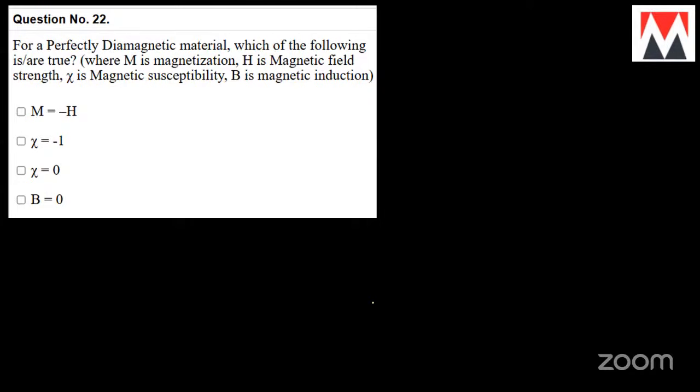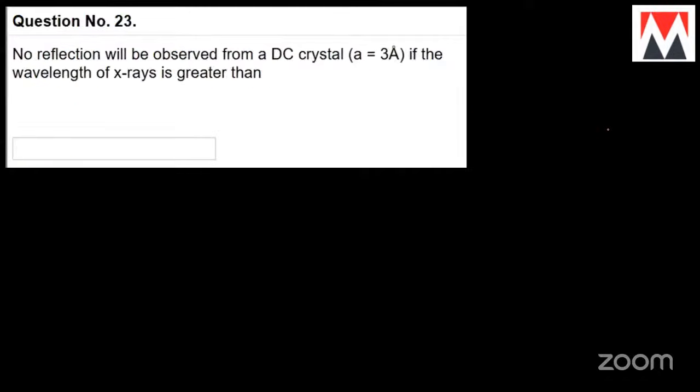So for a perfectly diamagnetic material, you can take magnetic susceptibility as chi equal to minus 1. So it is not 0. This is not the answer. So you have M is equal to minus H, chi equal to minus 1, and you can take B is 0. There is no magnetic induction for a perfectly diamagnetic material. Okay. Please do this question, 23rd.